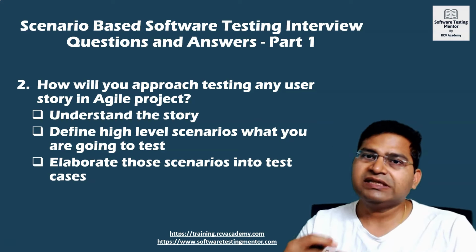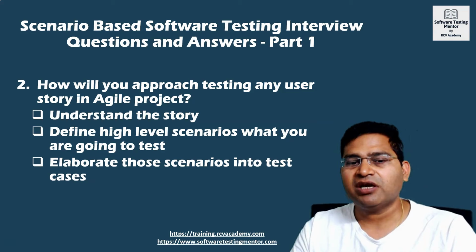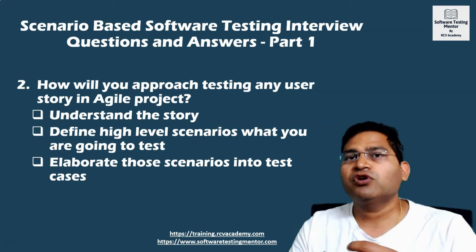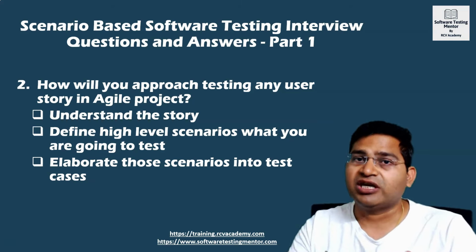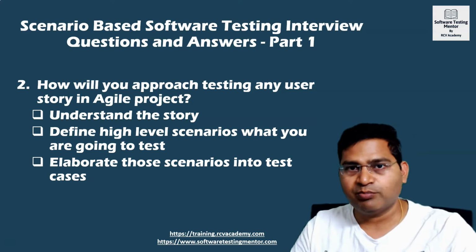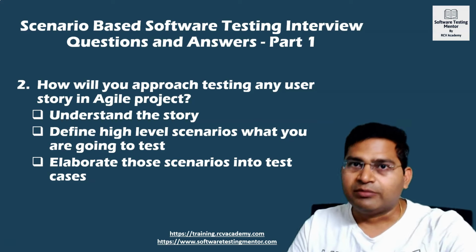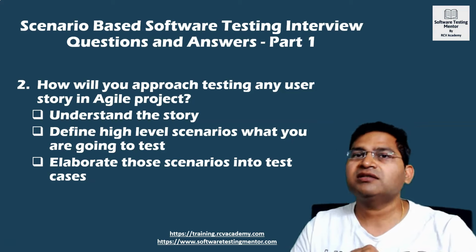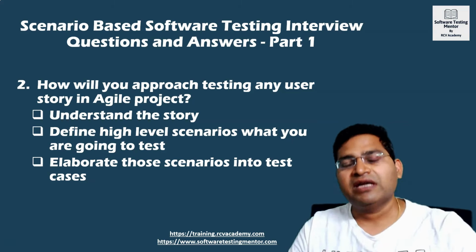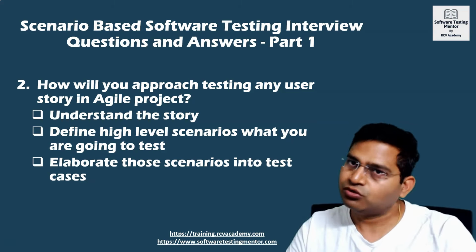So these are 3 key points that you can basically mention on how you are going to approach testing for any requirement or user story in an Agile project, right? Understanding is important. If you're not able to understand, collaborate with the team, understand the details, then define high level scenarios and then elaborate those into the steps of how you are going to test.